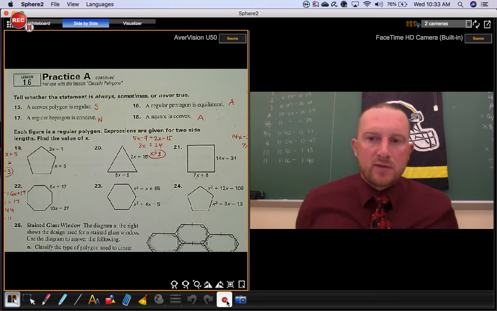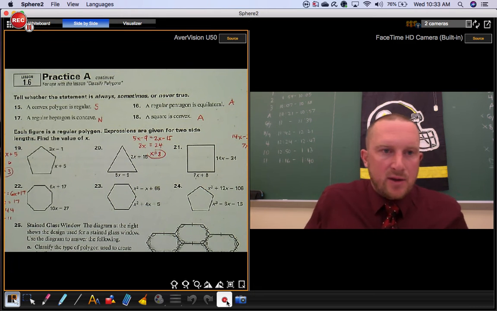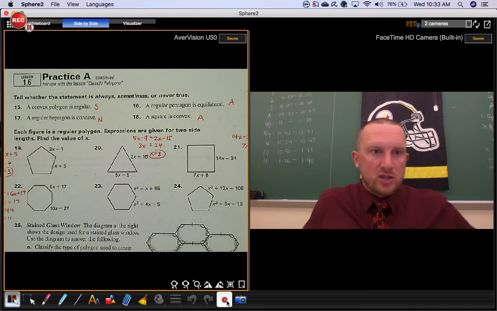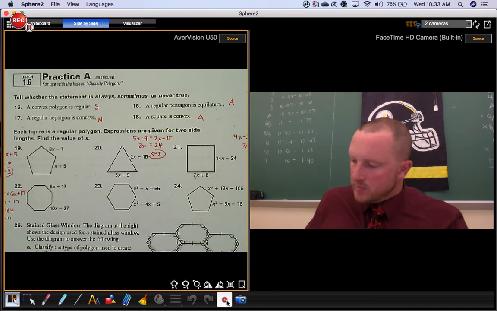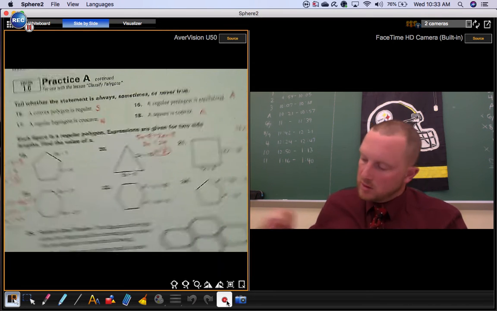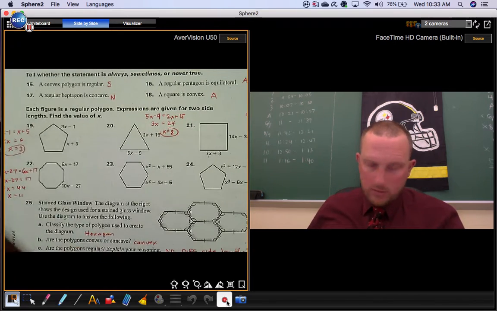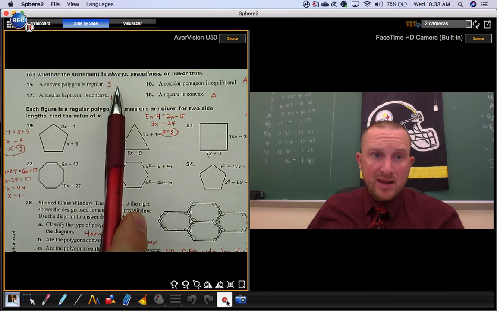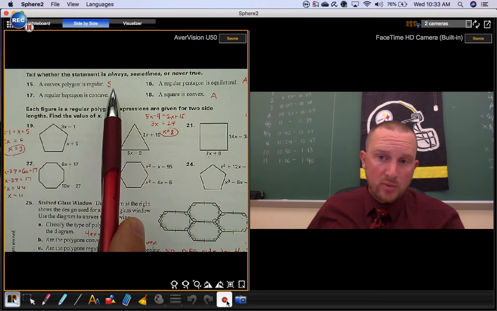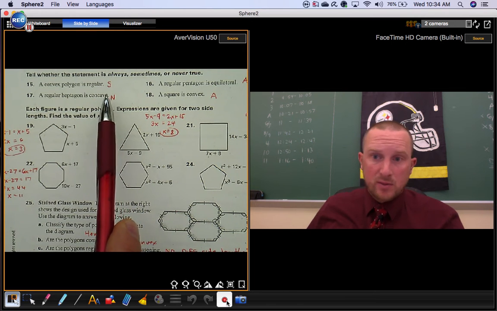This is practice A for section 1.6 on classifying polygons. This is the back of the worksheet. Always, sometimes, or never for these situations. A convex polygon is regular. It could be, but it doesn't have to be. Look back on the previous side if you want to see some examples of that.